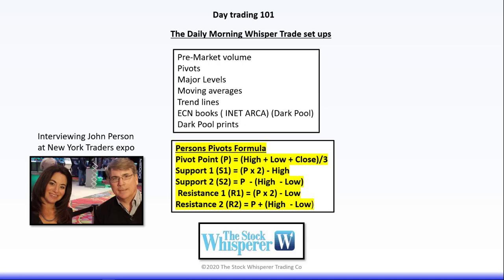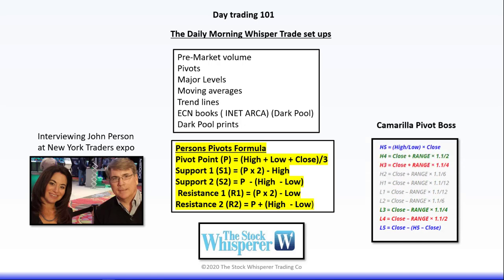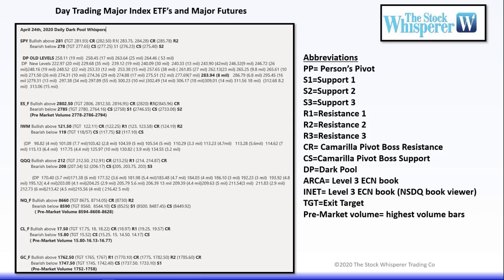Now, I use another set of pivots. I'll show you the abbreviations in a minute. But I use another set of pivots called Camarilla Pivot Boss. It's just another set of computers that trades really well on these levels. They're just amazing. And in my whisper, here is April 24th's daily whisper. This was just this Friday. I wanted to use something that just happened. And you see my abbreviations to the right?